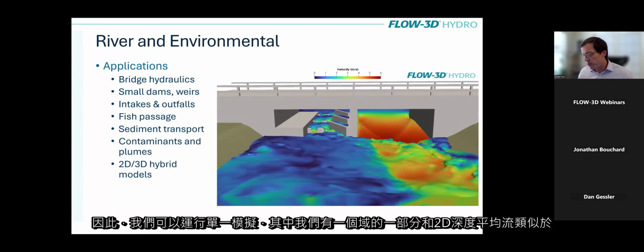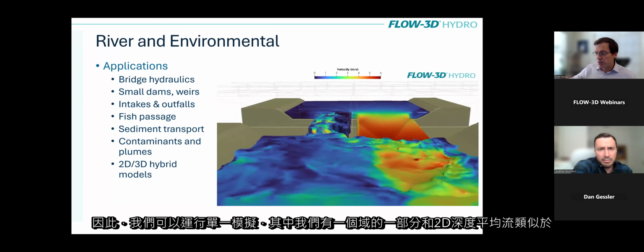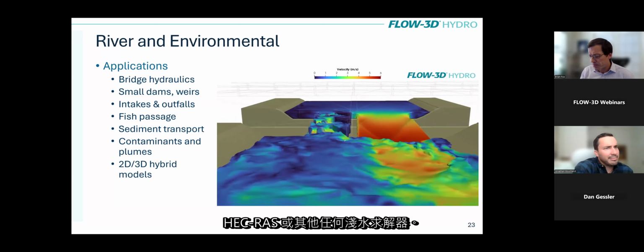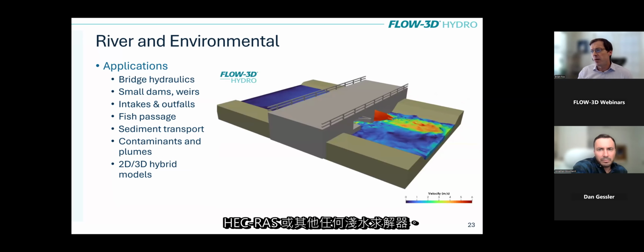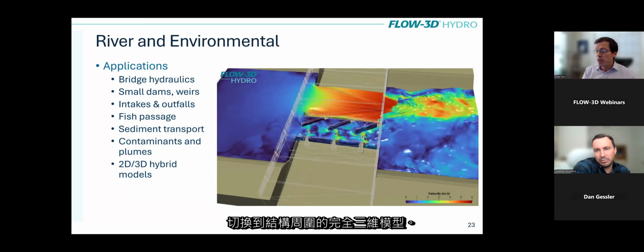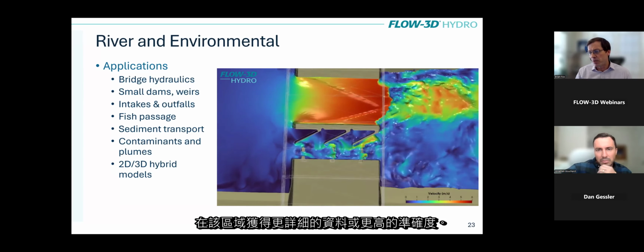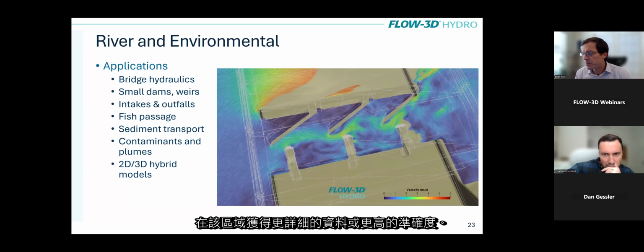So we can run a single simulation where we have a portion of the domain in 2D depth-averaged flow, similar to HEC-RAS or any other shallow water solver. So we can do that for computational efficiency and then switch over to a fully 3D model around a structure, or another part of the domain where we want to get more details or more accuracy in that region.